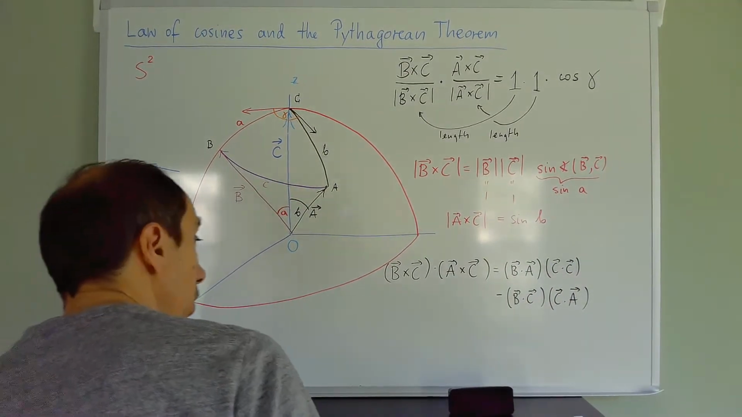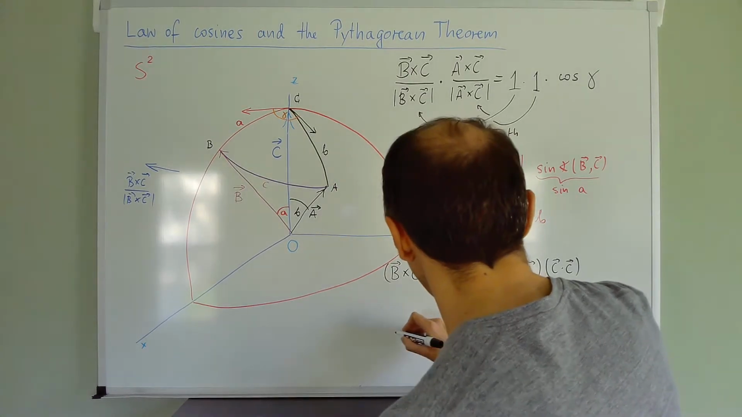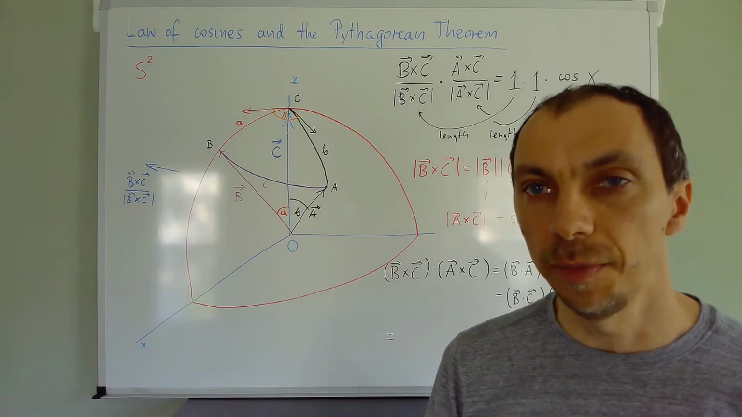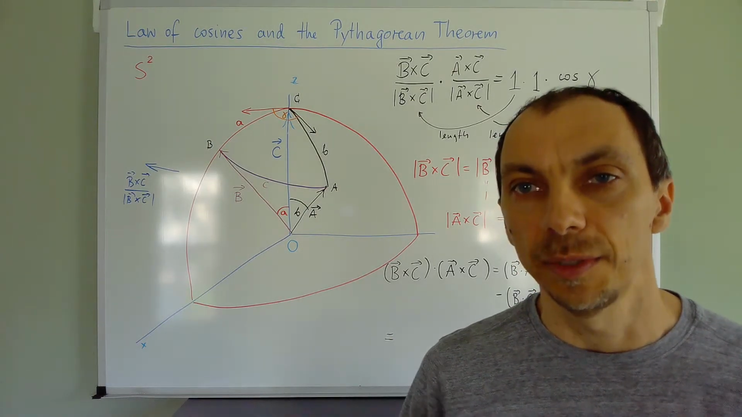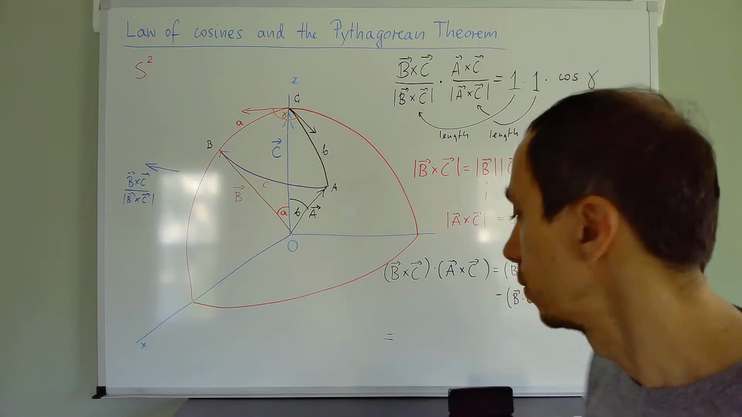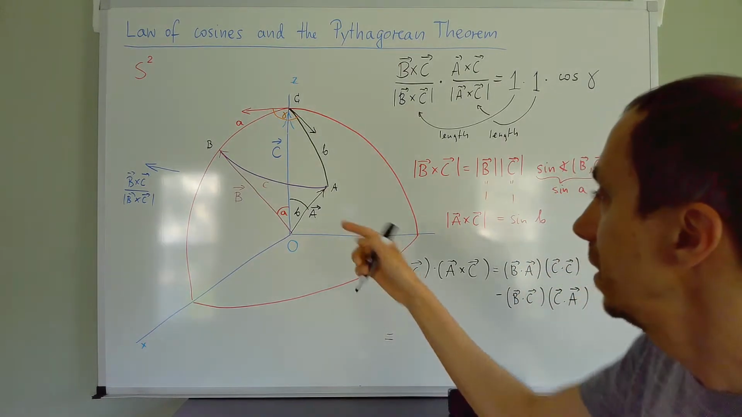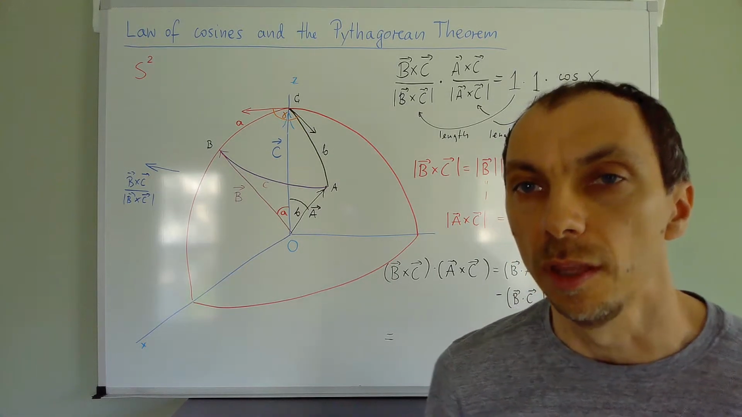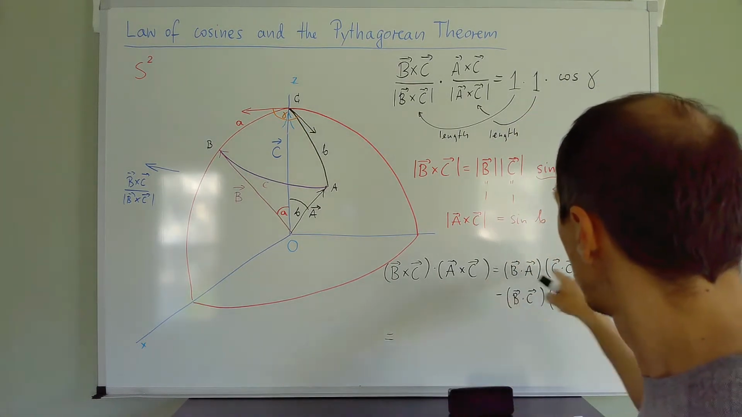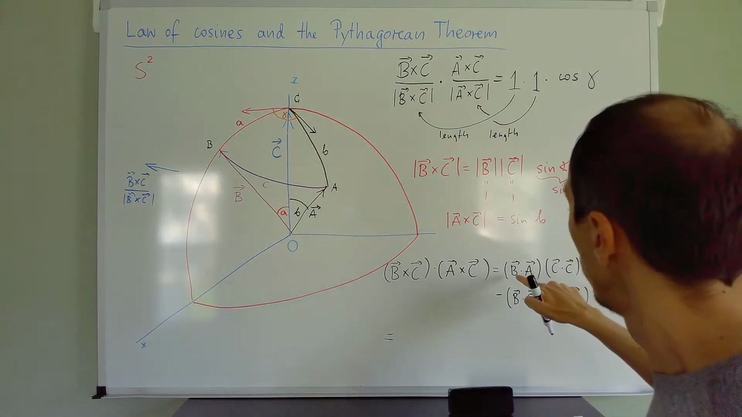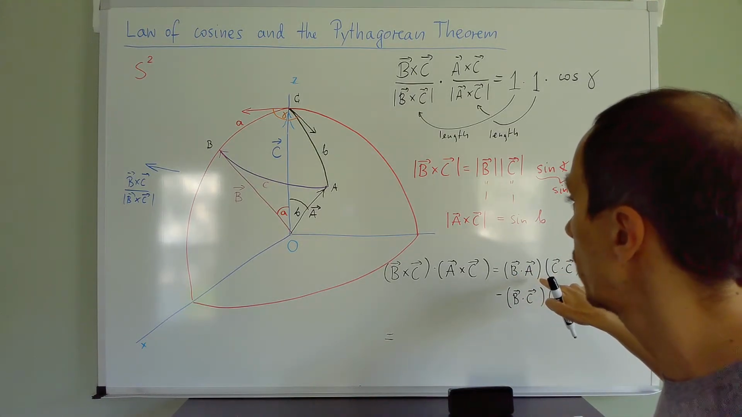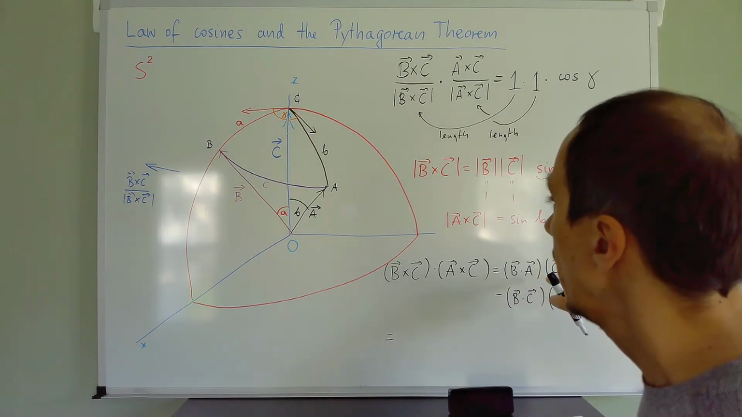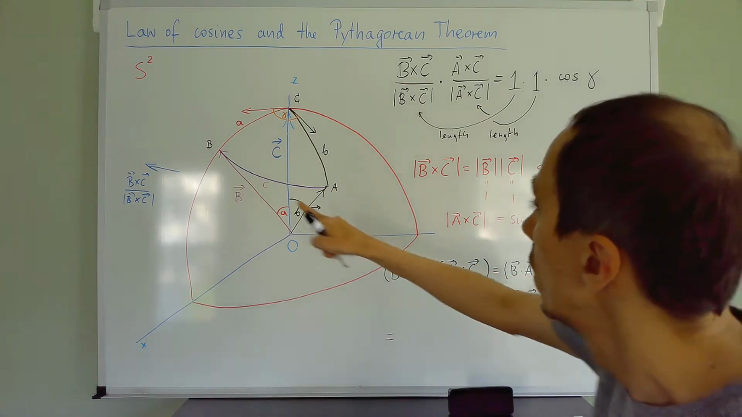Okay, so what about these dot products? We can actually compute them now. B dotted with A is the length of B times the length of A times the cosine between these two angles. But A, B, and C are all radii of the sphere, so they all have length 1. So I don't have to worry about the length. All of these will just come out as some cosines. So B dotted with A is going to be the cosine of the angle between B and A. Oh, that's C.